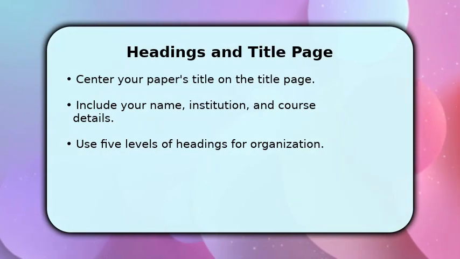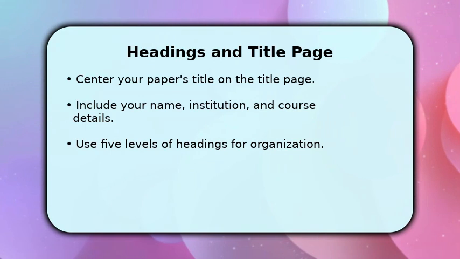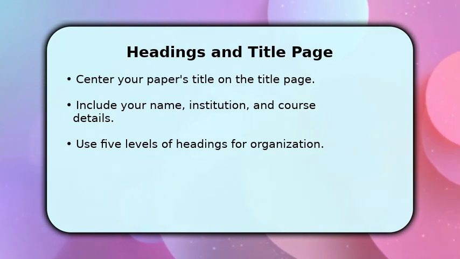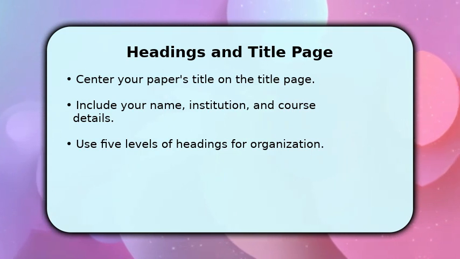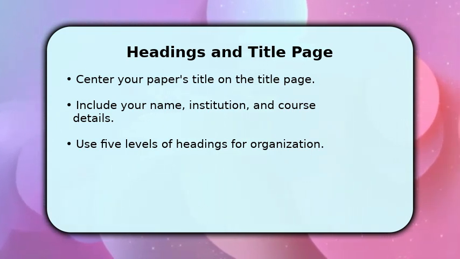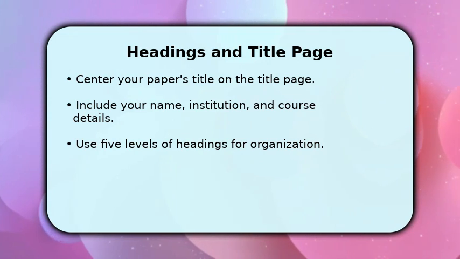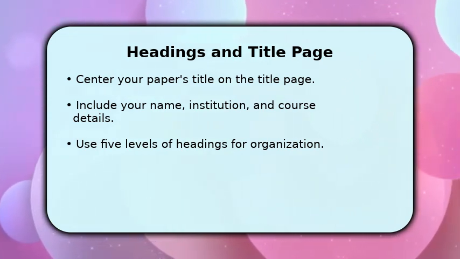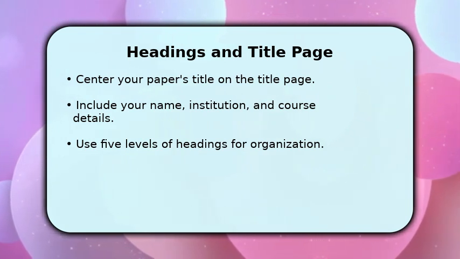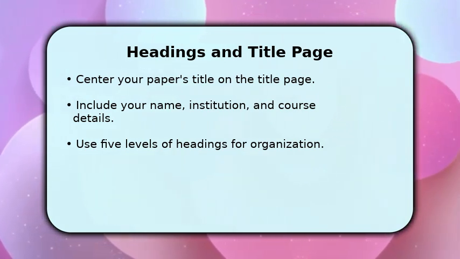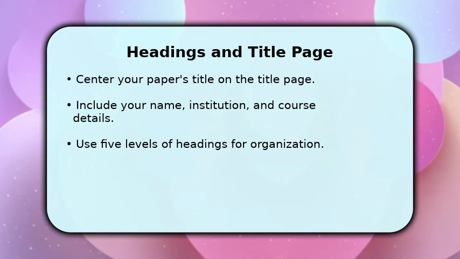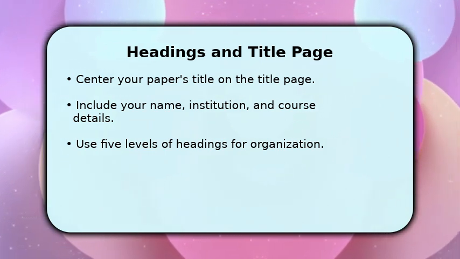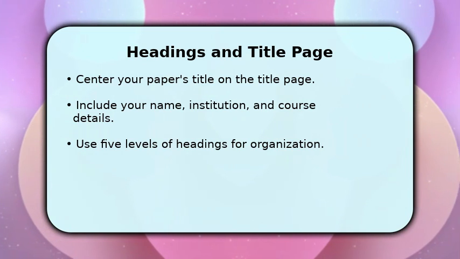Now let's tackle the title page and headings. On your title page, center your paper's title about 1/3 of the way down the page. Below that, include your name, institutional affiliation, course number, instructor's name, and assignment due date. For organizing your paper, APA uses 5 levels of headings. Level 1 headings are centered and bold, while Level 2 are flush left and bold. Remember to apply specific capitalization rules for each heading level.